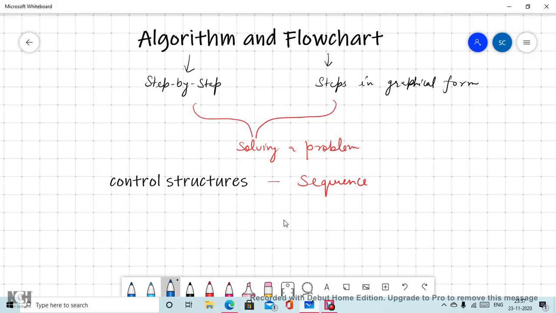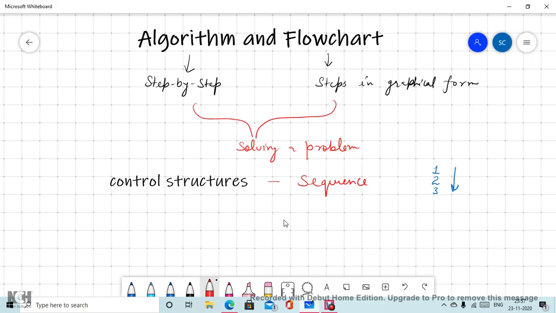Now when I say sequence, that means in the sequence structure, statements are placed one after the other and the execution takes place starting from top to down. Okay, that means we have step number 1, then step number 2, then step number 3 from top to down. The instructions will be in the following sequence.